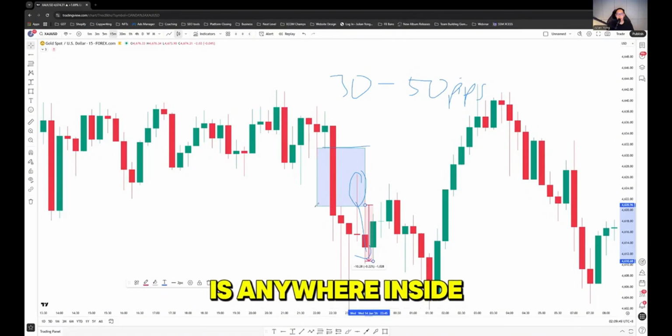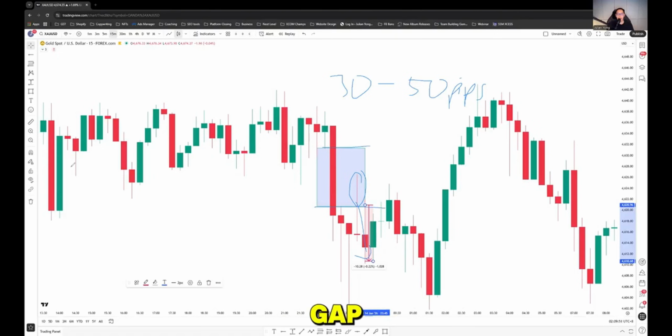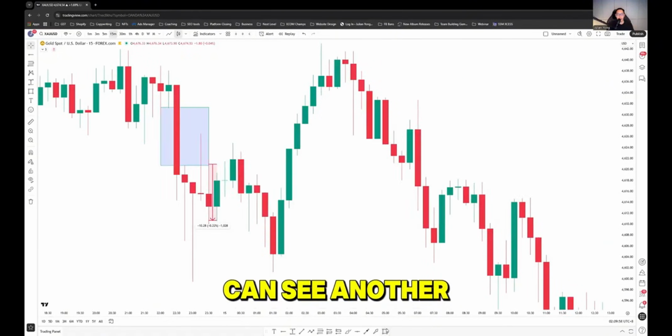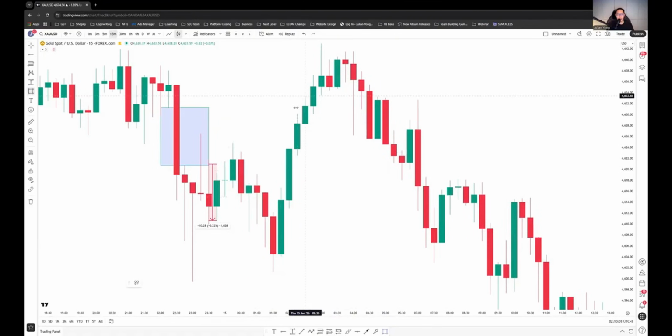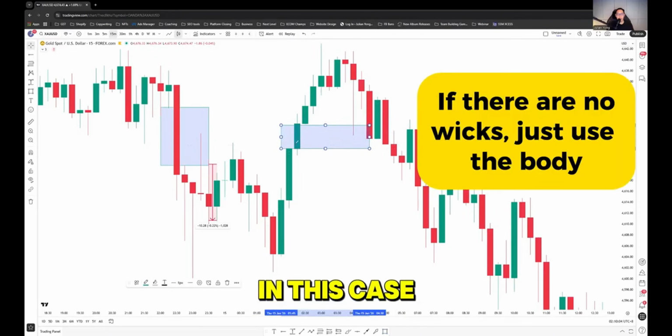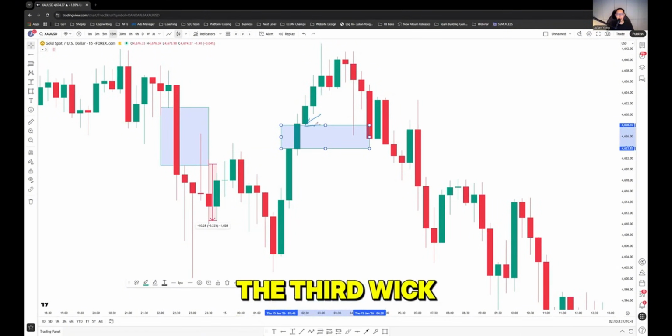The entry point is anywhere inside the fair value gap. Let's look for another example. Right here, we can see another fair value gap. So where's the fair value gap? This one right here. In this case, there is no top wick. So we take the top of the body. That's still fine. And we take the bottom of the third wick.